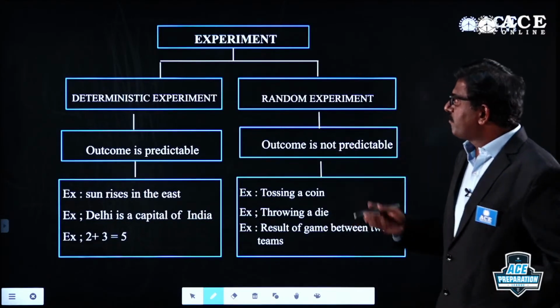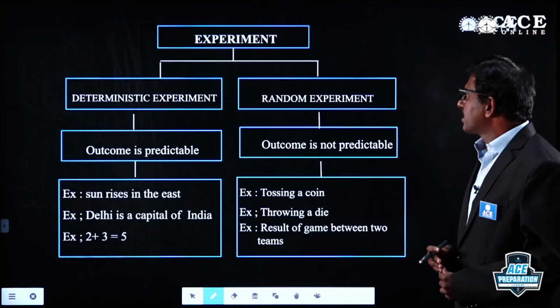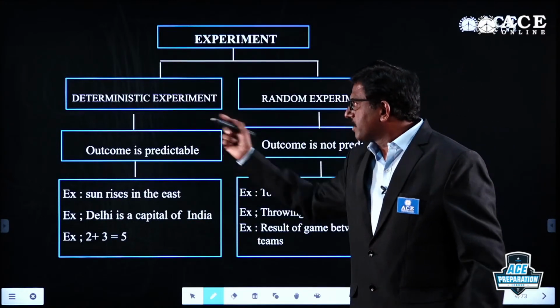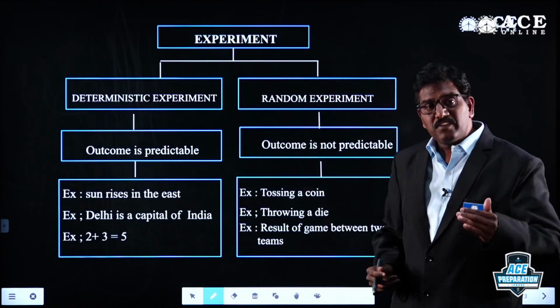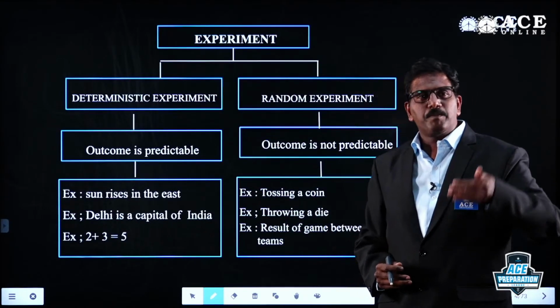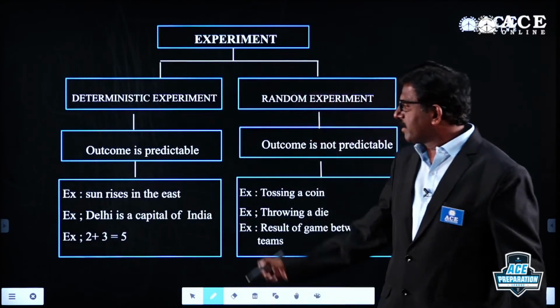See friends, experiments are generally of two types. One is the deterministic experiment, the second one is random experiment. What is a deterministic experiment? Deterministic experiment means the outcome we can predict. The outcome is predictable. We can predict what the outcome is. Let us see some examples.